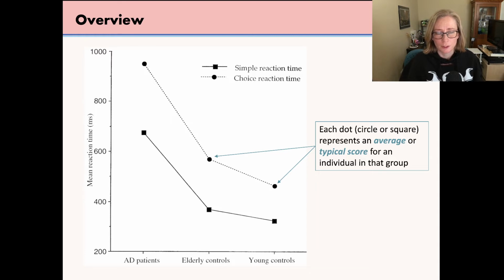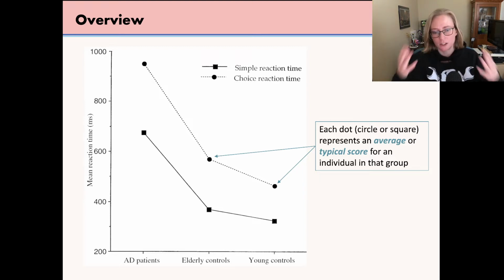So this chapter is on central tendency, right? And so the point of this is we want something that represents a typical score for the group that you're talking about. So each of these circles or squares is a representative score of young controls or elderly controls when they're doing a simple task versus a choice task, right? So it represents an average or typical score for an individual. Obviously, there's going to be a range, right? Some will be faster, some will be slower.